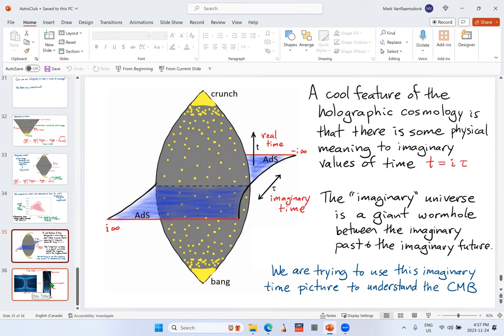People wrote papers about what you would see, what we should look for out in the universe that would tell us that our bubble collided with another bubble. So people write papers about this stuff.